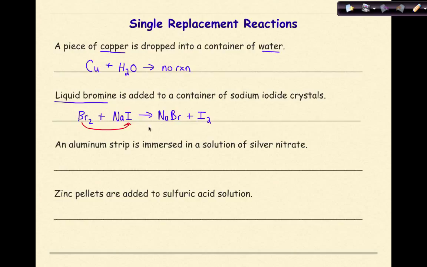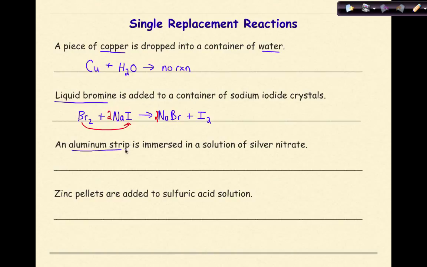Now, we cannot just stop right there. This equation is not balanced. So in order to balance this, we have to look at this and say, I have two bromine on my product side, so I need a 2 in front of the NaBr, and I have two iodines on the reactant side, so I'm going to need a 2 on the reactant side. So as a result, I can look at this whole thing and say it is balanced. Let's go on to the next one.